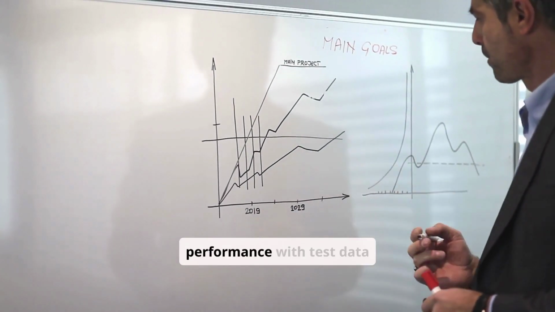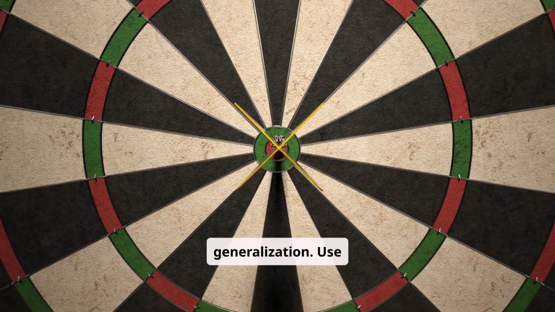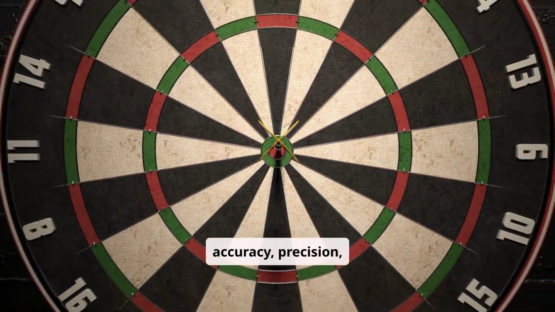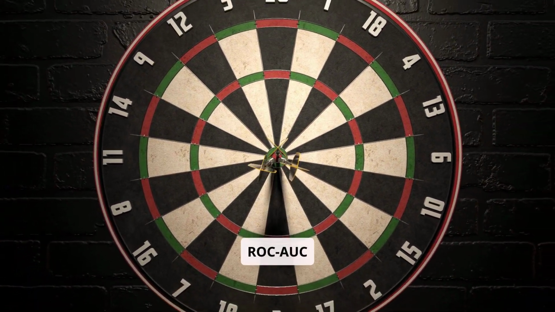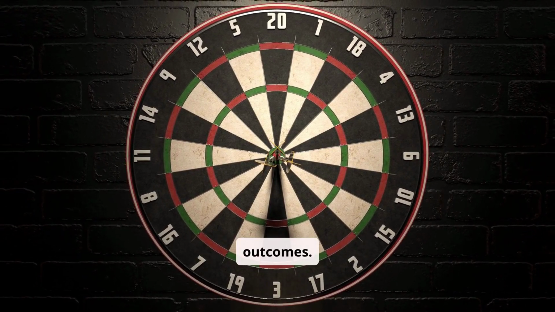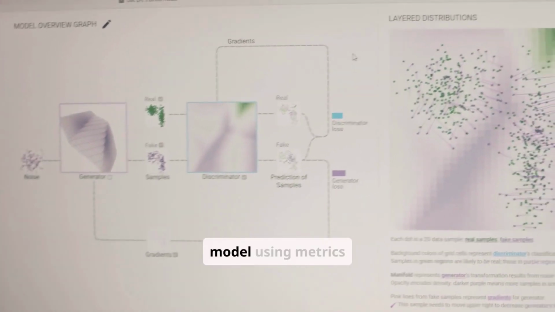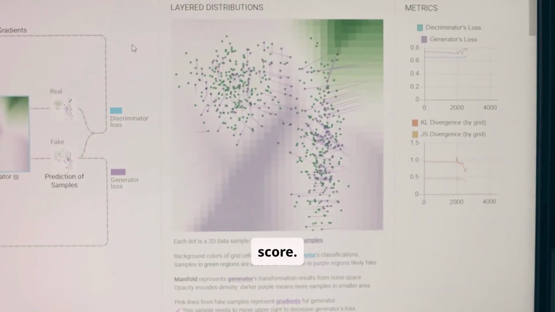Evaluate the model's performance with test data to assess its generalization. Use metrics like accuracy, precision, recall, and ROC-AUC to understand its effectiveness in predicting outcomes. Evaluate the churn prediction model using metrics like accuracy and ROC-AUC score.